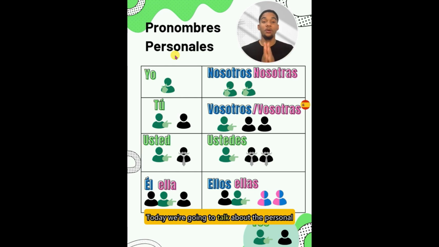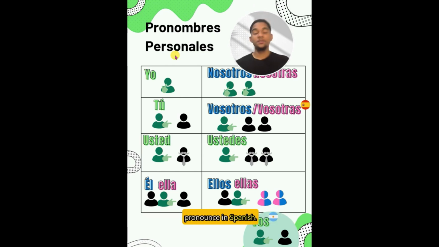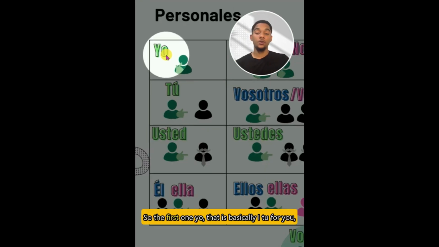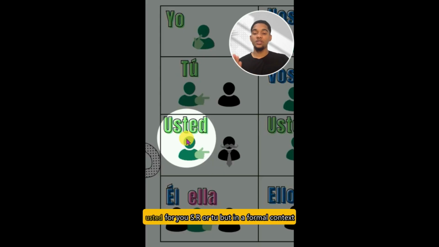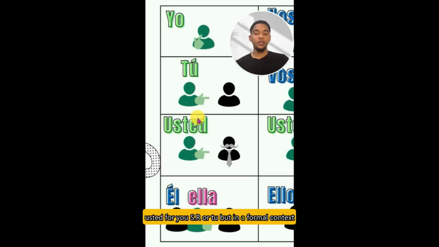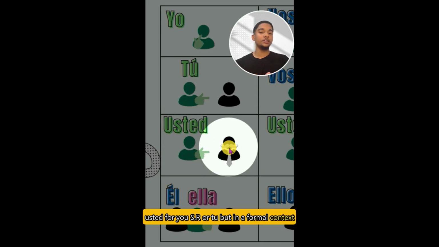Today we're going to talk about the personal pronouns in Spanish. So, the first one, yo, that is basically I, tú for you, usted for you, sir, or tú, but in a formal context or for someone that you respect, like your boss or an elder, something like that.